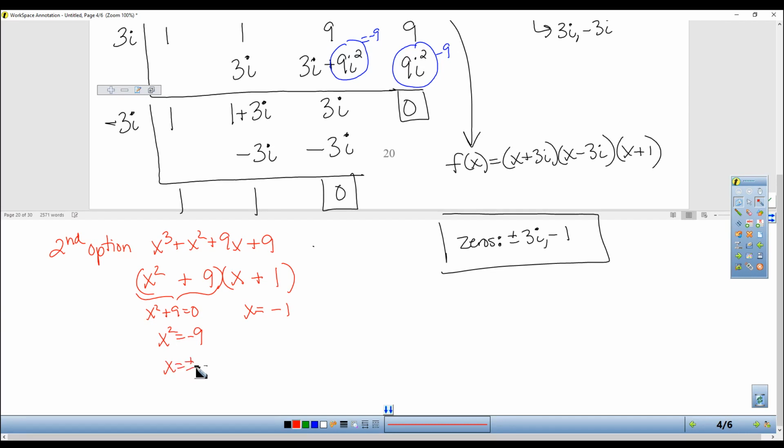x is equal to plus or minus the square root of negative 9, i square roots of 3. Not i square roots of 3, just 3i. So this is a great method for people that are good at factoring. But like I said, I was just trying to stick with the method we had already learned, which is if you know one of the zeros or two of the zeros, use synthetic division until you get an equation that you can finish.